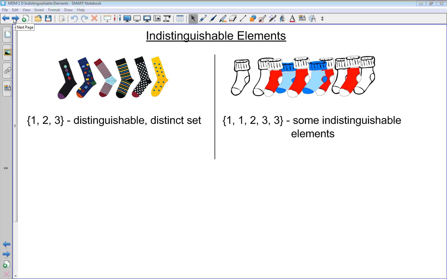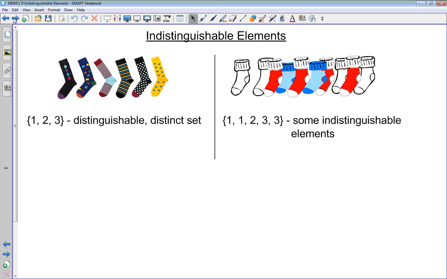So for instance, if we go back to our old sock drawer question here, we have been working with socks that are all completely different. Okay? So imagine your sock drawer consisted of just single socks that were all different. You would have no trouble using a permutation to figure out how many ways that you could arrange these socks. Or to put it more mathematically, if you've got a set like 1, 2, 3, each of the elements in this set are distinguishable. Okay?